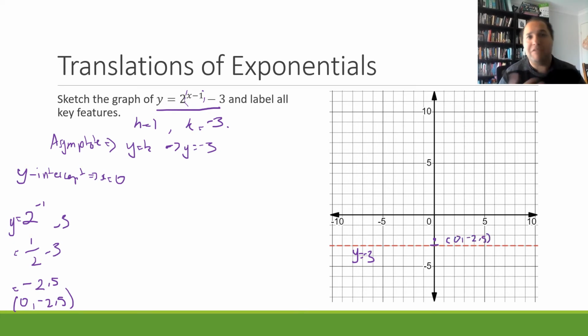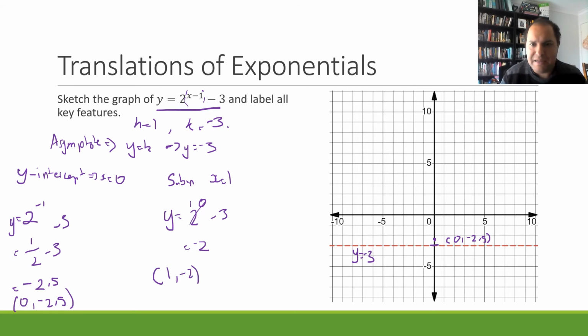Alright, now for our graphs it's good to have 2 points. So what we're going to do for our second point is sub in, not x equals 0, we'll sub in x equals 1. So our y value, subbing in x equals 1, is 2 to the power of 1 minus 1 is 0, minus 3. 2 to the 0 is just 1. 1 minus 3 is -2. So our other point will be 1, -2. 1, -2 will be this point here.